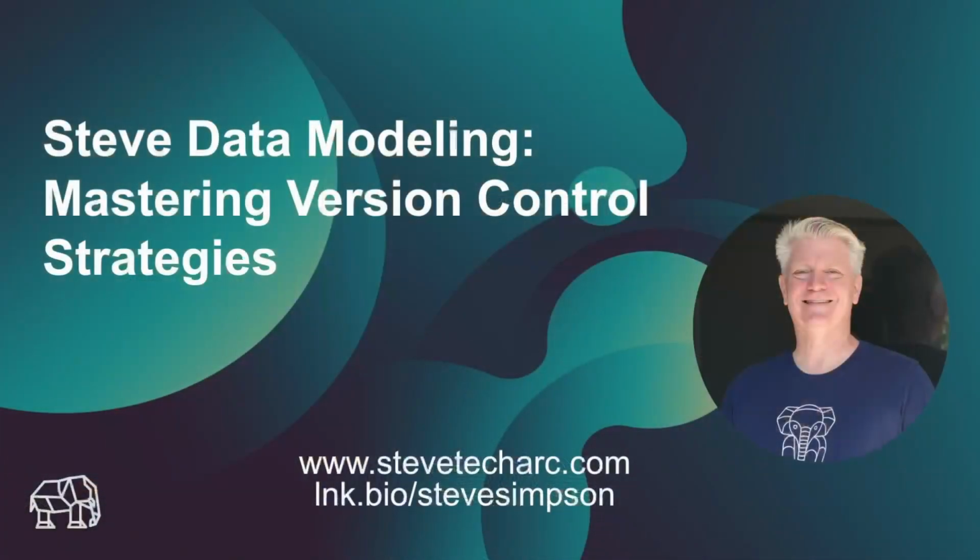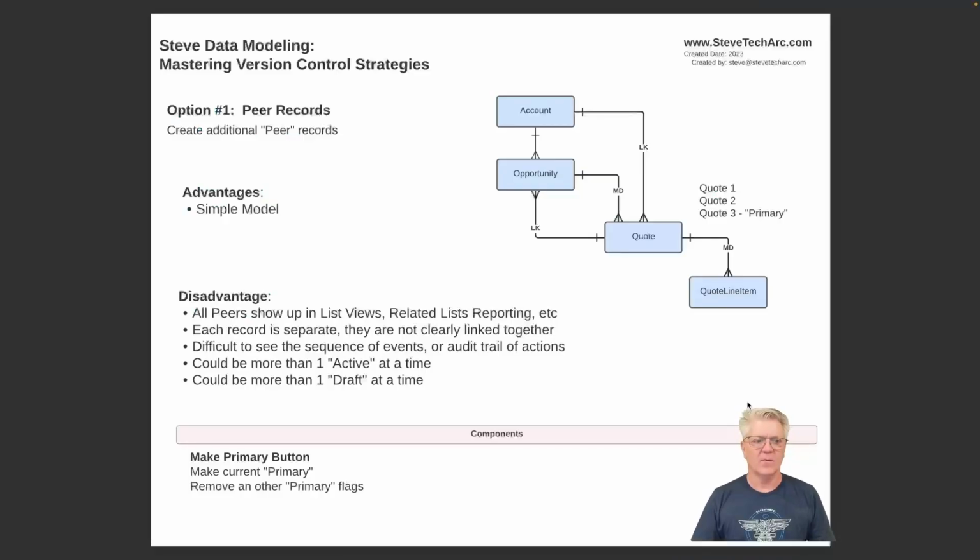In this session, Steve's Data Modeling: Mastering Version Control Strategies, we were going to talk about two possible approaches that you can take to handling record versioning. We're going to be looking at option one, peer records. What this means is when you have multiple versions of the same record, you're going to be creating equals.